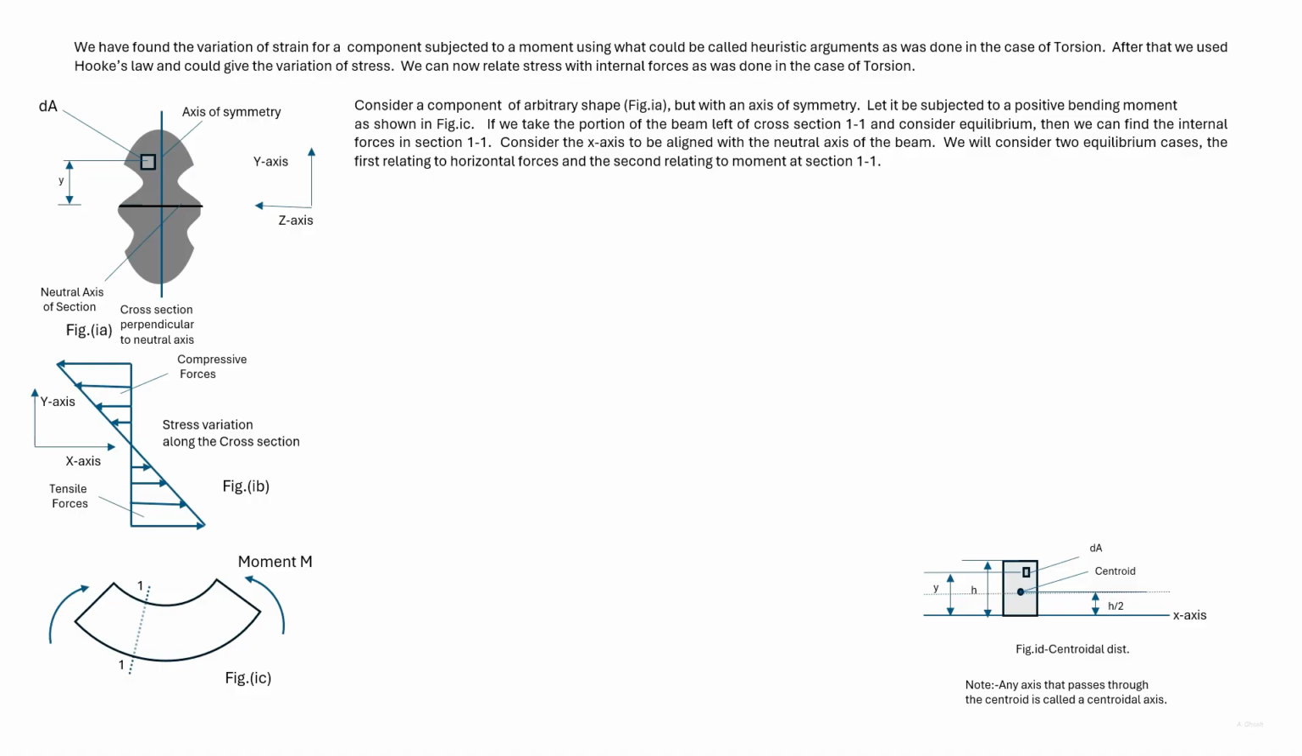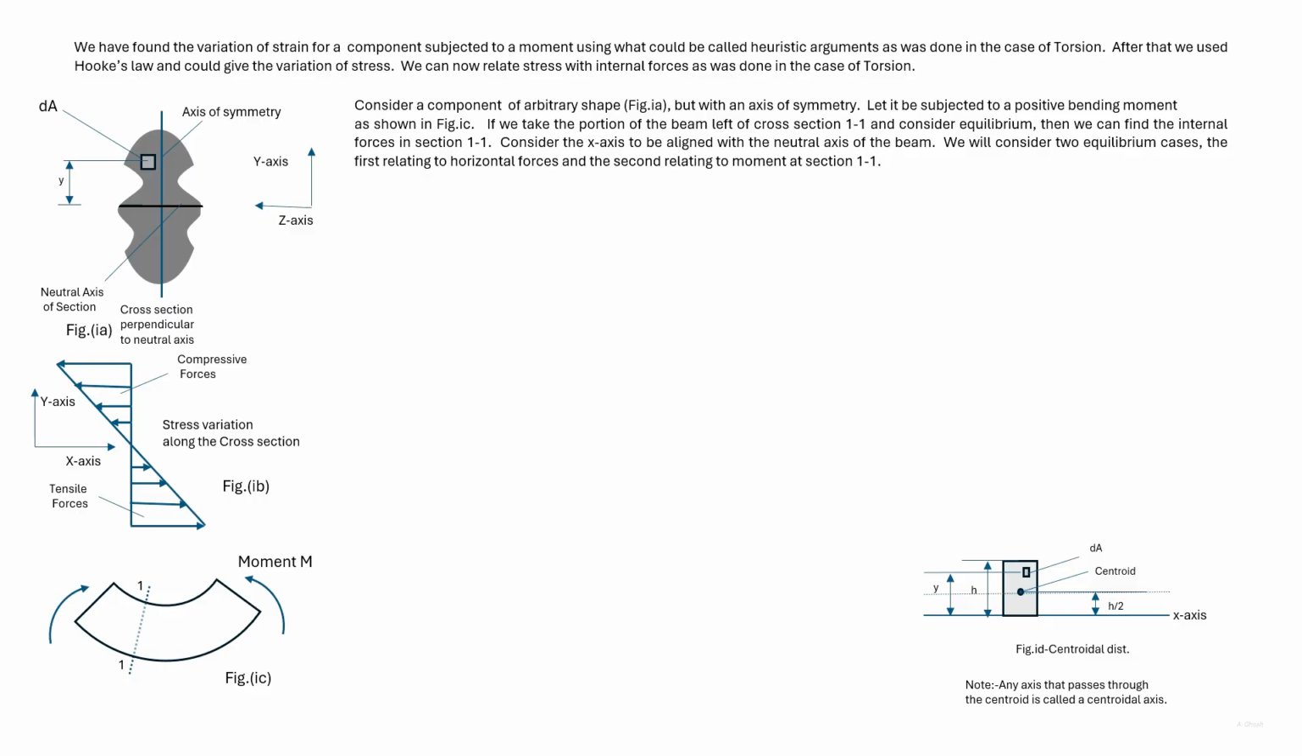We earlier looked at a circular bar subjected to torque. We found out the variation of strain on a section perpendicular to the axis of the bar using heuristic arguments. Using Hooke's law, we could find out the variation of stress. We then related the stress to the internal torque. The stresses made up the internal torque, and the formula was given as the torsion formula.